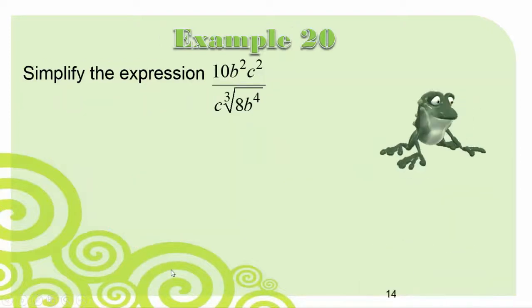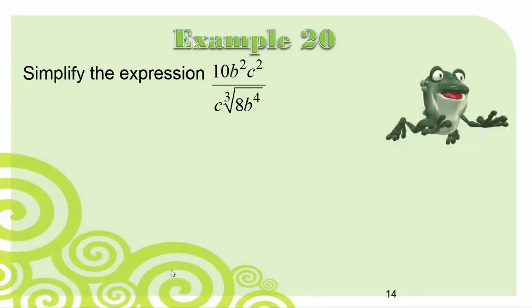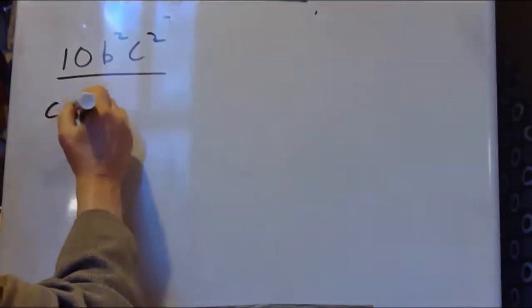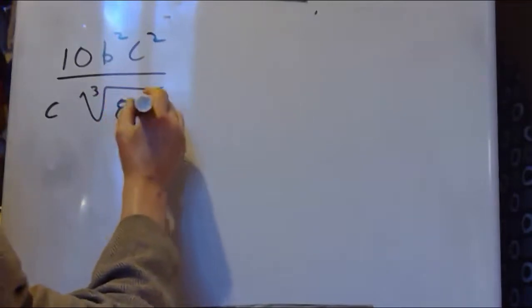In example number 20, we're asked to simplify the expression 10b squared c squared over c times the cubed root of 8b to the 4th. So let us go over to the whiteboard and work this one out. So let's see how we would do something that's kind of mixed up. We have 10b squared c squared over c times the cubed root of 8b to the 4th.